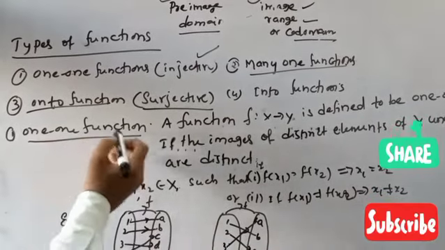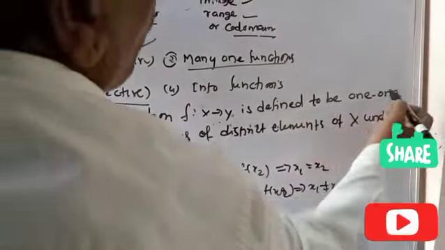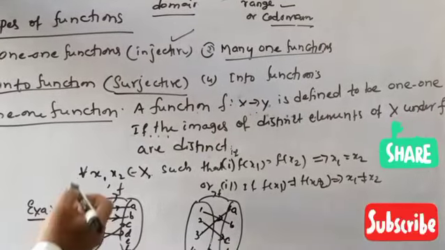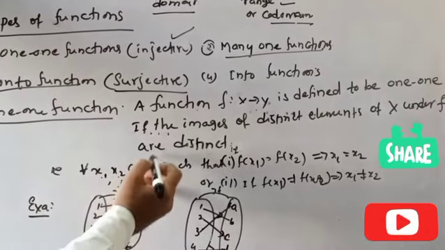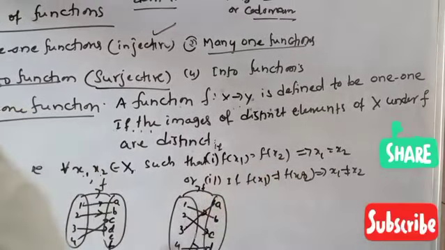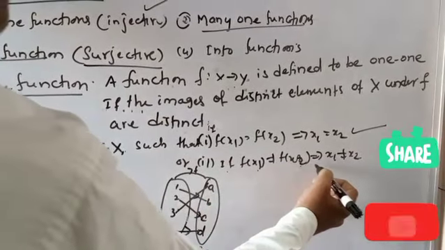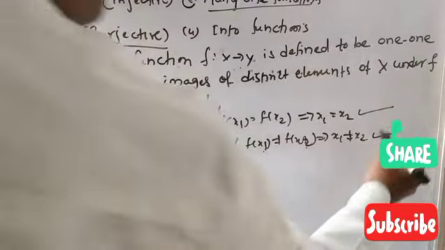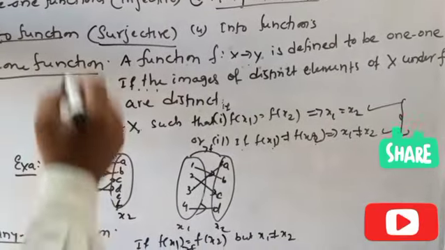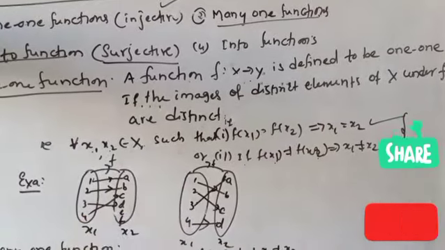First, the one-one function. A function f from X to Y is defined to be a one-one function if the images of distinct elements of X under f are distinct. That is, for all x1, x2 belonging to the given set X, first condition: f of x1 is equal to f of x2 implies that x1 is equal to x2. Or f of x1 is not equal to f of x2 implies that x1 is not equal to x2. If these two conditions are satisfied, then the given function is called a one-one function. In a one-one function, the images of distinct elements of X under f are distinct.